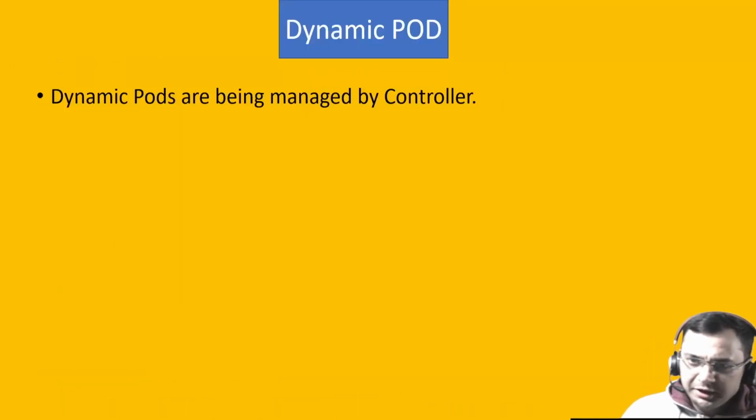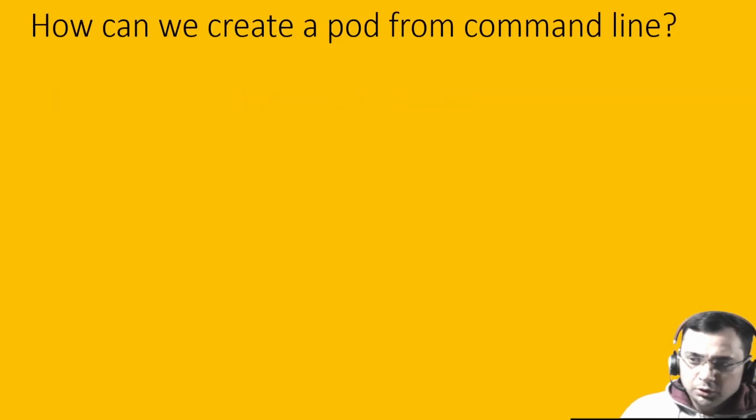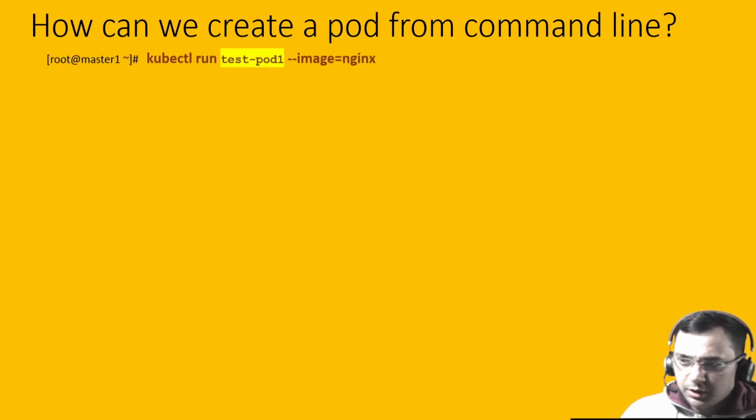Dynamic pods are being managed by controller pods. So how can we create a pod from the command line? Last time we learned how to create a pod from a YAML file, and now we are going to learn how we can create a pod from the command line. The command is simple: kubectl run, pod name, and then --image with the image name. Here I'm using nginx and the pod name is test-pod1.